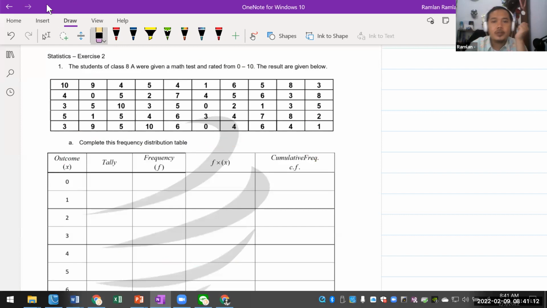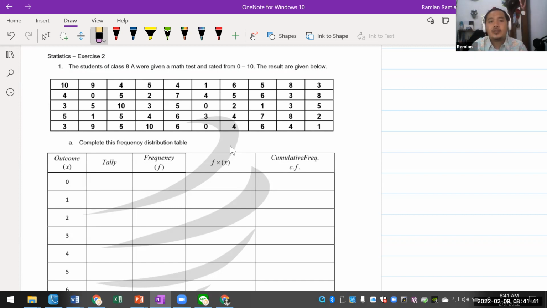Okay, so for number one here, the students of class 8A were given a math test and rated from 0 to 10. The results are given below. These are the test results, like 10 and then 9 and then 4, 5, and so on. These are the scores of the students' tests. Then complete this frequency distribution table. We have outcome, tally, frequency, fx, cumulative frequency.